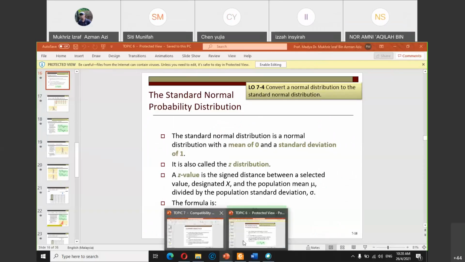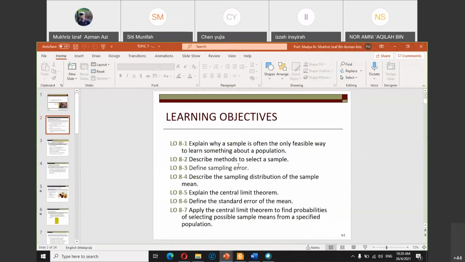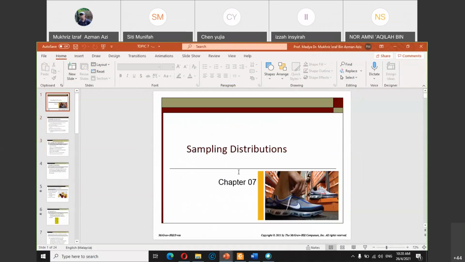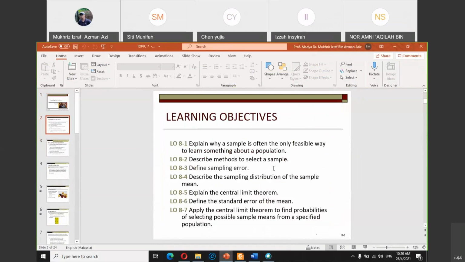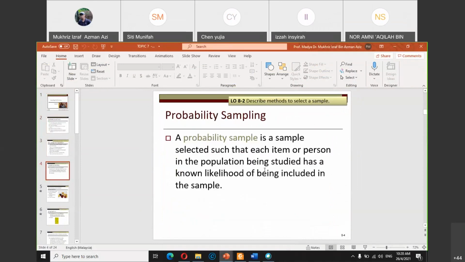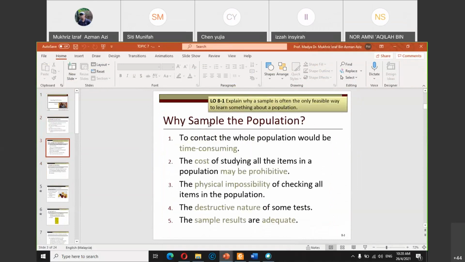So in today's lecture, we're gonna cover topic number 6 in your syllabus, which focuses mainly on the sampling distribution. So why sample the population?